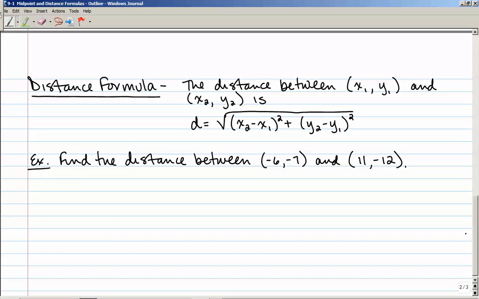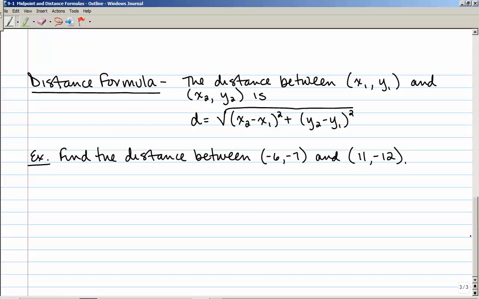And remember that the distance formula is the distance between 2 points. If one point is x1, y1, and the other point is x2, y2, then the distance d between the two of them is the square root of (x2 minus x1) squared plus (y2 minus y1) squared. So let's try an example of this. Find the distance between negative 6, negative 7, and 11, negative 12.